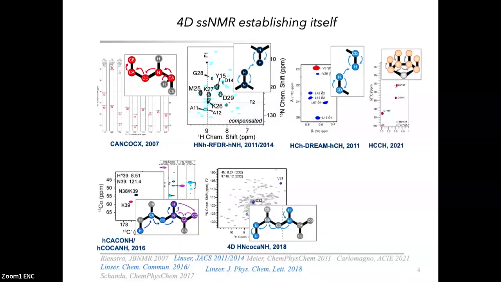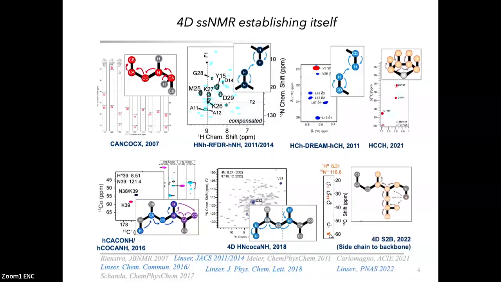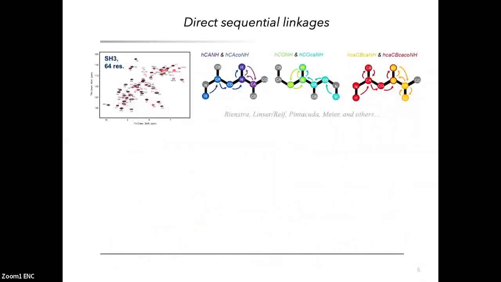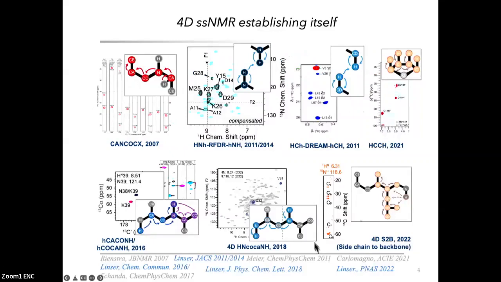And then there's a 4D HCCH by Teresa Carlomagno here in the ribose, and also 4D sidechain to backbone experiments, which are basically correlating all of the sidechain carbons in this case with the C alpha, the N, and the proton, something like a CCCONH TOCSY in solution without the CO though. So the 4D is kind of established. And I just wanted to go into more detail for this sequence here as a kind of introductory slide, an added one.